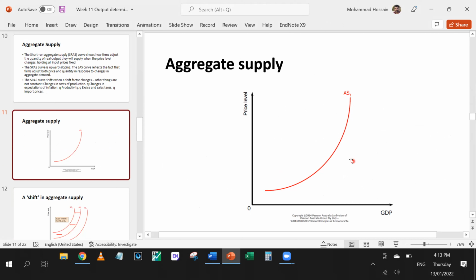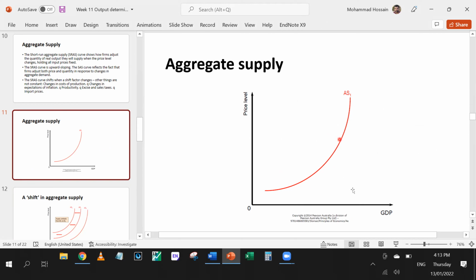But the long-run supply curve is different. We'll talk about it soon. Okay, supply curve. When the price level goes high, producers produce more. As a result, GDP increases and the supply increases. So when the price level goes high, producers actually produce more, which means aggregate supply increases. When the aggregate supply increases, your real GDP will be increasing too.